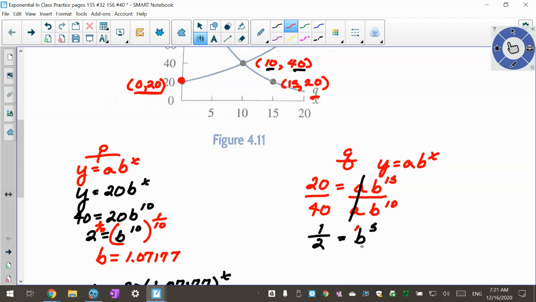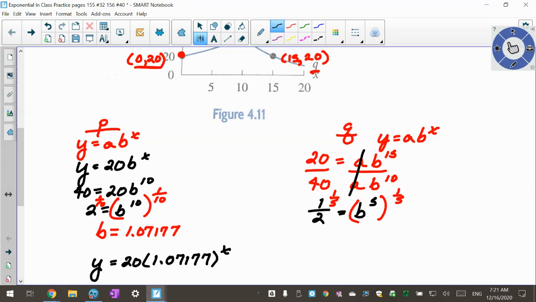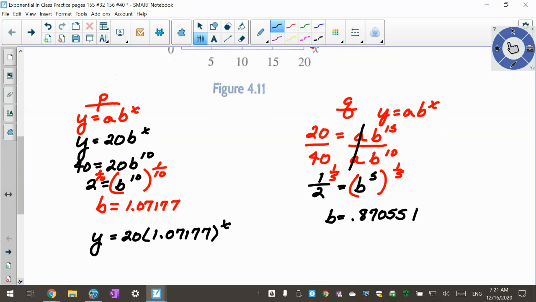Now I'm going to raise each side to the 1/5. This should be getting pretty easy for you. We've done this over and over again. So now I know b, and by the way, this one's decreasing, so I know my b was going to be between 0 and 1. I just want you to always look at that. So I got 0.870551. I found my b, and it's over 4 decimal places, and it's decreasing like I thought.